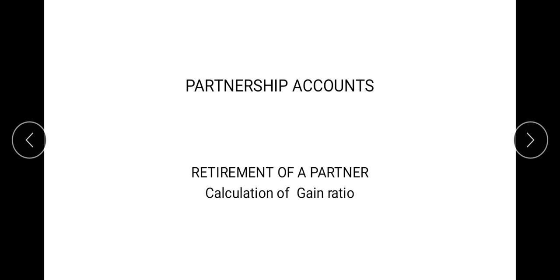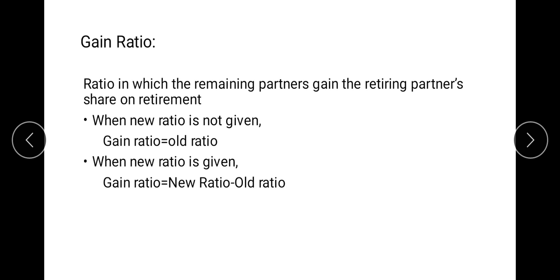Unit 2, Retirement of a Partner. Session: Calculation of Gain Ratio. Gain ratio is the ratio in which the remaining partners gain the retiring partner's share on retirement.